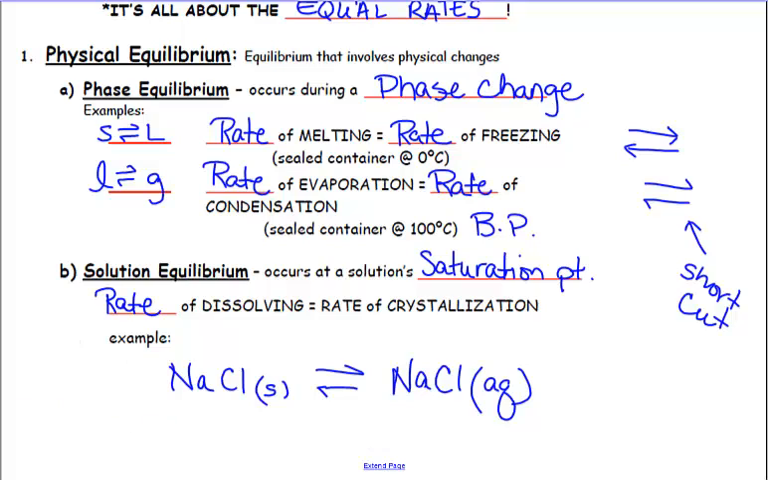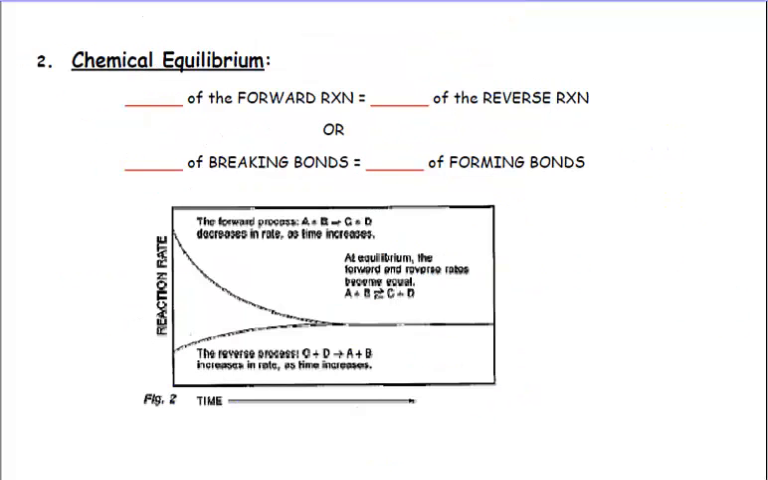So now you have a chemical equilibrium, which is the second type, and that's when the rate of the forward reaction is equal to the rate of the reverse reaction, or the rate of breaking bonds is equal to the rate of forming bonds. That is what chemical equilibrium is. So when we talk about some sort of reaction, it's a chemical equilibrium. When we talk about phase change, it's a physical equilibrium.